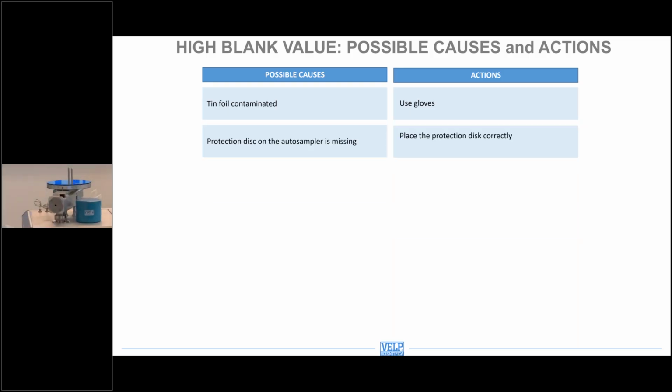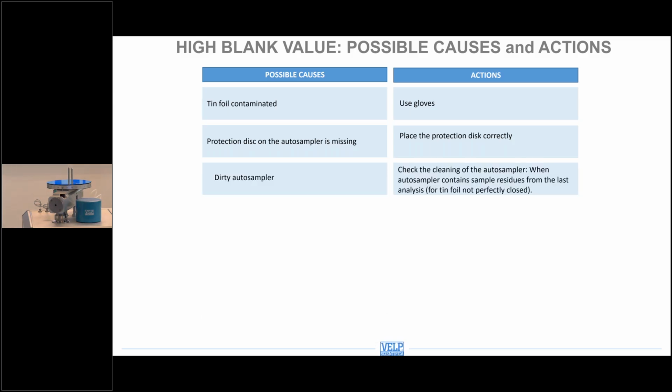Okay, the second cause could be that the protection disc on the autosampler is missing. So why is this so important? Because as I told you before, when the sample falls inside the combustion reactor, it is sparged with helium or argon in order to remove all the nitrogen from the air. So if the protective disk on the autosampler is missing, this step will fail. So in order to solve this, just check before starting the analysis that the protective disk is on the top of the autosampler disk.